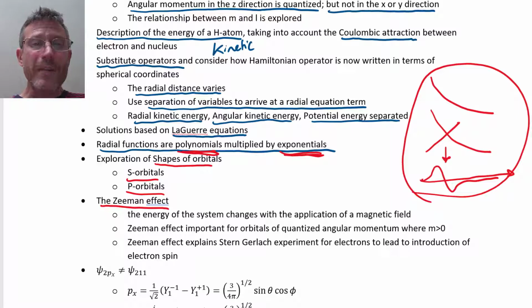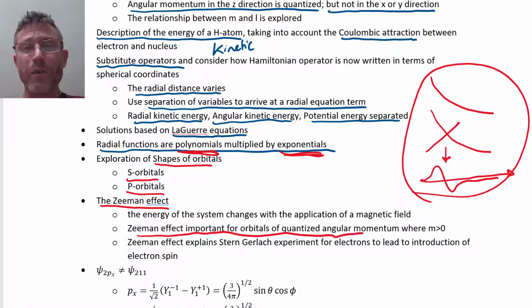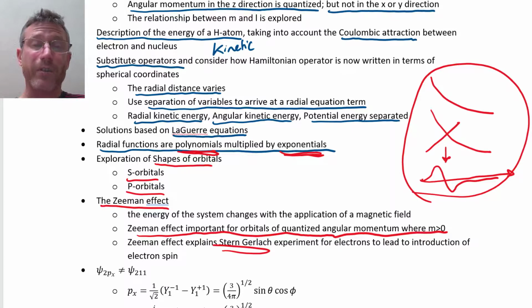So the Zeeman effect is important for orbitals of quantized angular momentum where m is greater than 0. We'd later find that it also goes on to explain the Stern-Gerlach experiment for electrons, which introduces the need for a spin quantum number. So we'll come to that shortly.